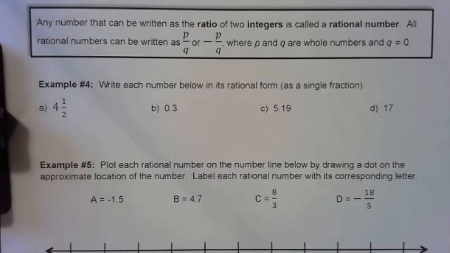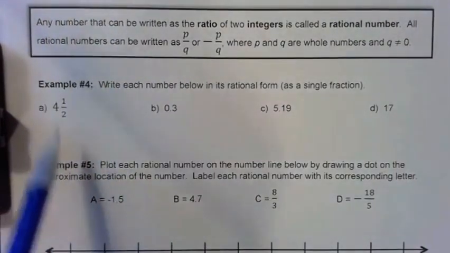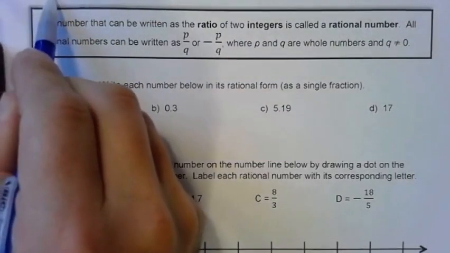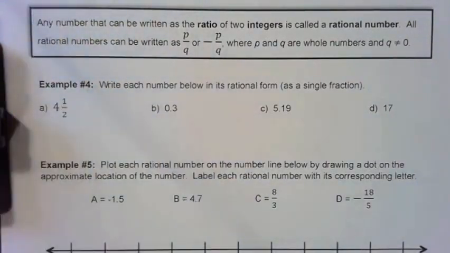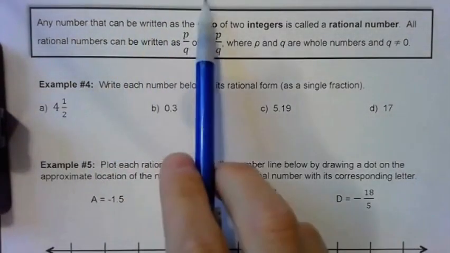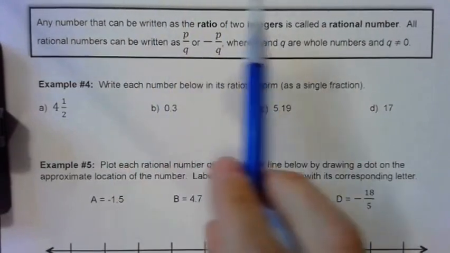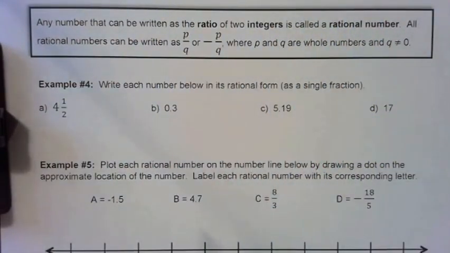Recall that fractions represent the ratio of two numbers. Because of this fact, fractions are called rational numbers. We see again the root word of rational is ratio, and a ratio looks like a fraction. Decimals that terminate, which means they stop, or decimals that repeat are also rational numbers.